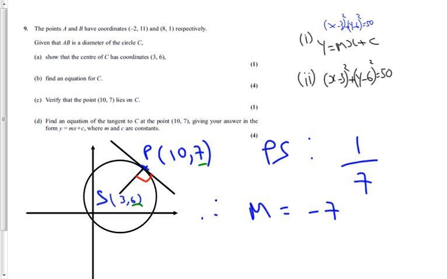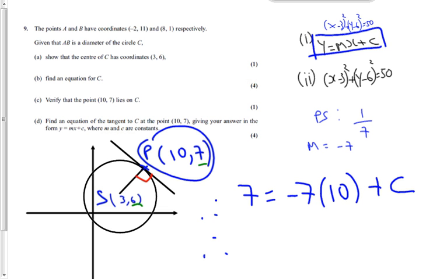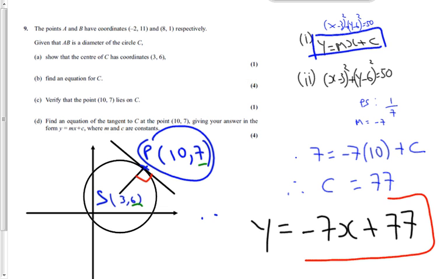We also know that y is equal to mx plus c, and that it passes through the point 10, 7. I can therefore say y minus y1 and so on, and we have the gradient as minus 7. So when y is 7, let me put that in, 7 is equal to minus 7 lots of x, which is 10, plus c. And therefore, c is equal to 77. So the final answer, y is equal to minus 7x plus 77. And now that is the final answer.